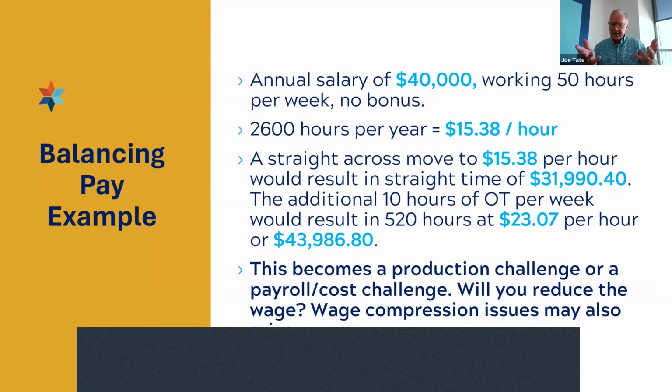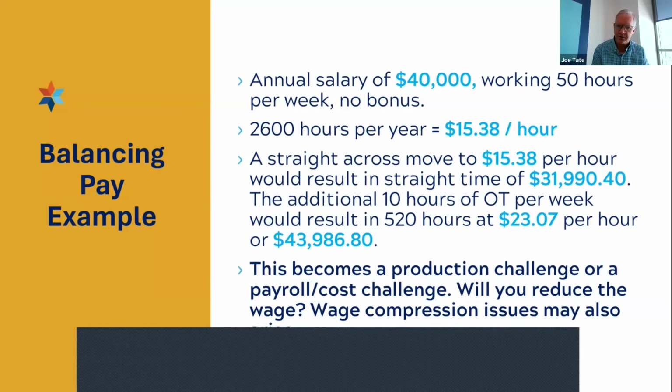But if I just do that easy math and say, okay, I'm going to move this manager and put them at $15.38 per hour, that would result in straight time pay over the next year of almost $32,000. But the additional 10 hours of overtime per week, because now I'm moving them to an hourly position, would result in 520 hours paid at time and a half, 1.5x. They would be making just over $23 an hour for the overtime hours. And the total amount would be $43,986. In effect, I've just given this person a $4,000 raise.